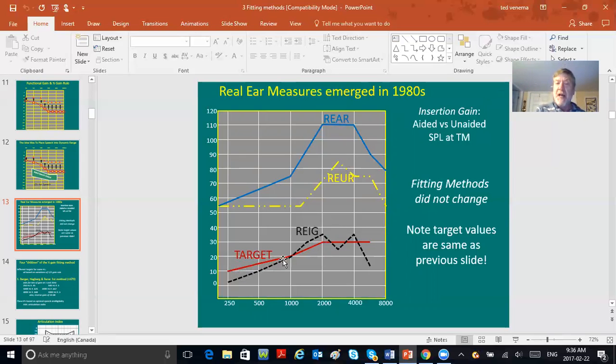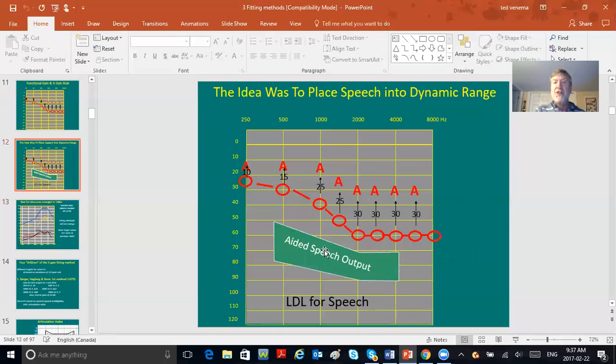And we'd determine how close that was to the target established by the fitting method. And if it was the half gain rule used, then this target would show half the degree of the hearing loss. And you'd see how closely the hearing aid matched that target. Now, we stressed last week that with real ear, the fitting method may not have changed. In other words, looking at this target here, that red, you'll see exactly the same values there as you'll see in the previous slide where the A's are.